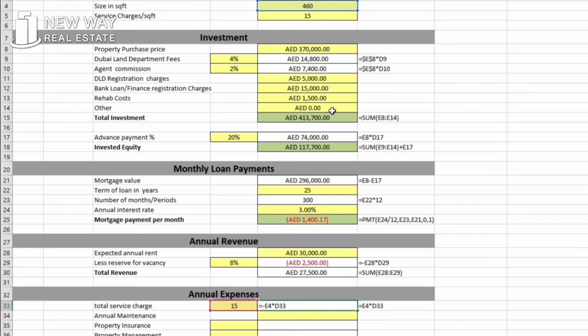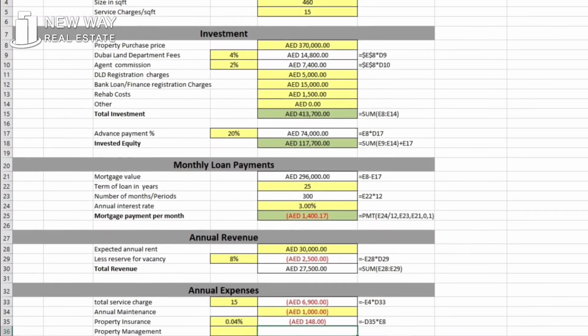We type minus. The annual maintenance, of course, you can have wear and tear on the apartment, and you have to consider maintaining it every year. So we're going to consider a budget of 1,000 dirhams. Again, minus. Property insurance is mandatory for all the banks to give you the loan on the property, so we'll consider 0.04, equals 0.04 multiplied by the property value, and again this is a cost.